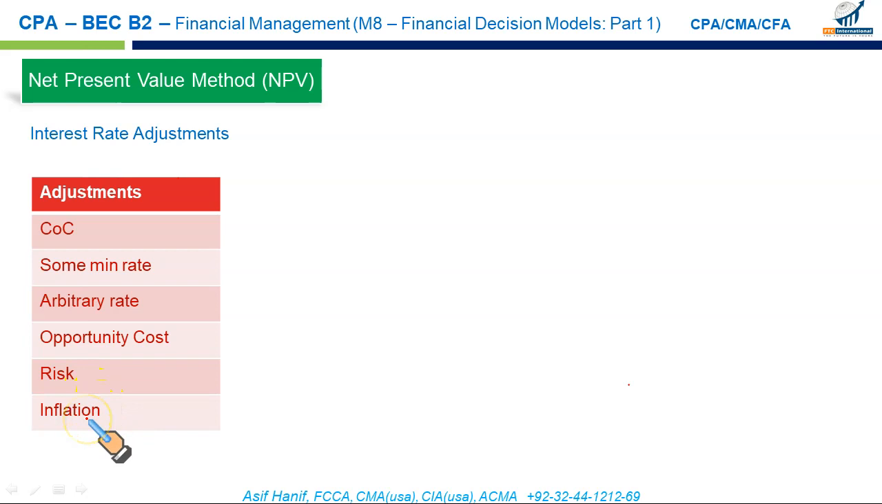What is inflation? Inflation is the persistent increase in the general price level. Your cost of production will go up. You may have to pay more for your operating cost, and this will affect your cash flow. So we may have to incorporate the impact of inflation as well, because rates may be revised upwards to compensate for expected inflation. So these are the elements that must be considered.